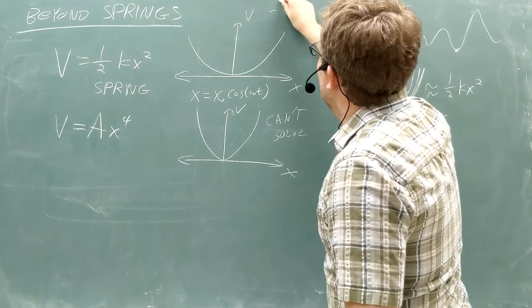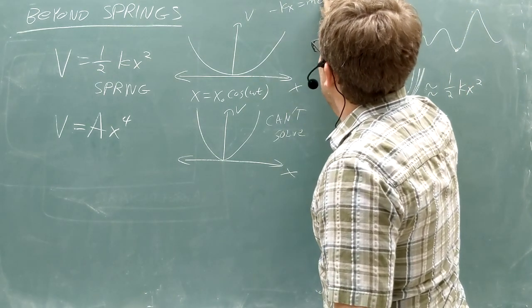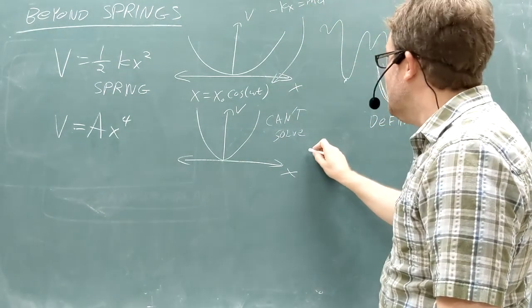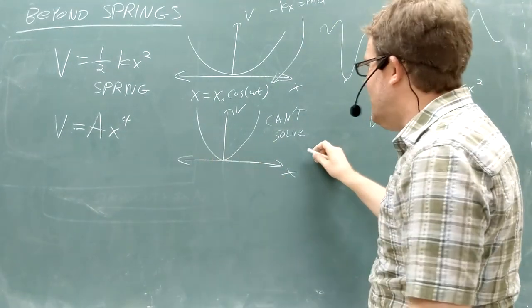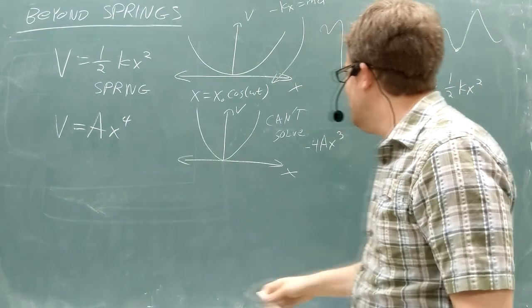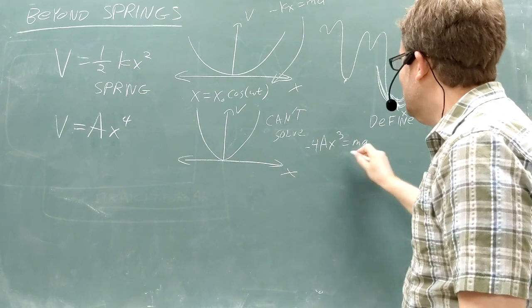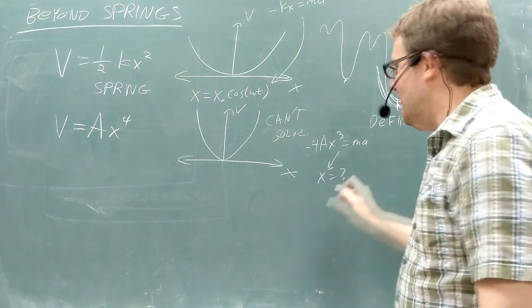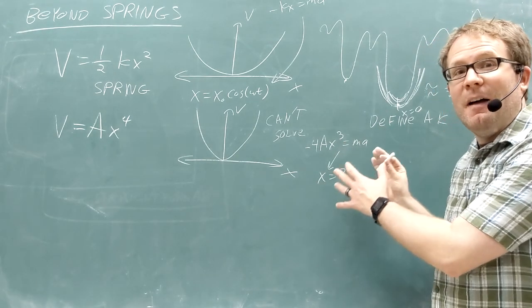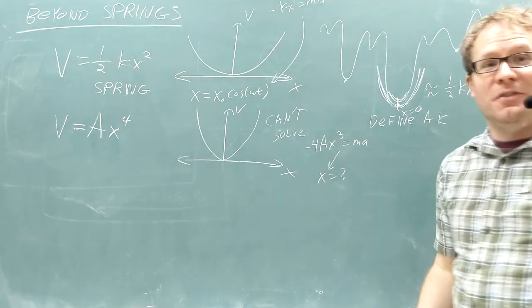Right? So negative kx equals ma, I can solve to get the cosine function there. But let's see, what force would that be? That would be a negative 4ax cubed when you take the derivative of that. If you set that equal to ma, I don't know what x becomes there. And that's not just me that doesn't know that. That's the human race doesn't know that. We have not made the math to solve that differential equation yet.